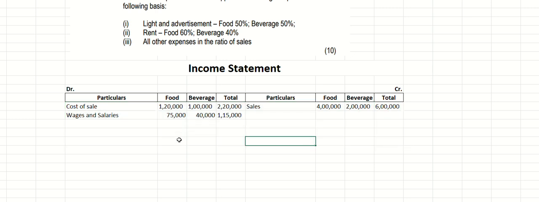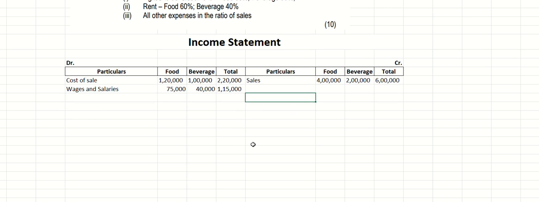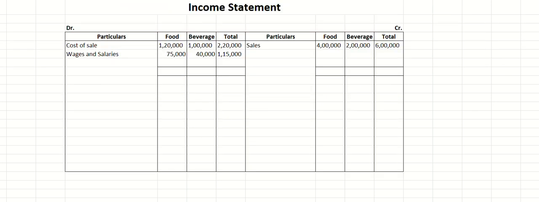From the trading part, we will find what? We will find the gross profit or gross loss. After that, we move into the profit and loss account. We can see how to make it. So what is the procedure of finding gross profit? Yeah, here is the procedure.